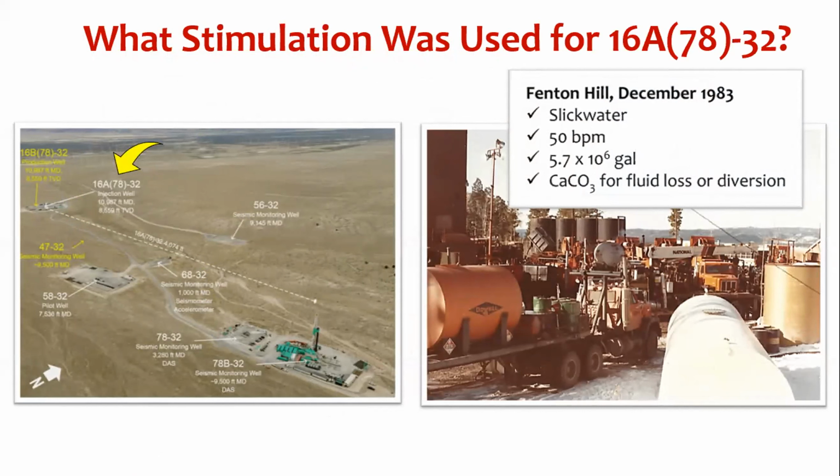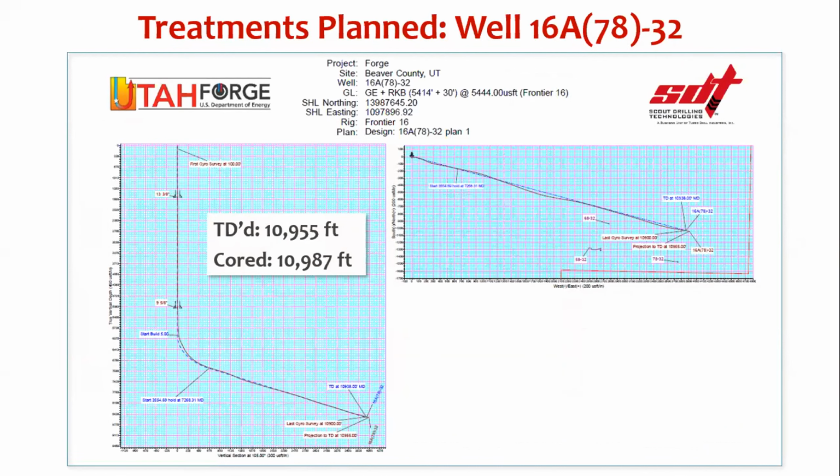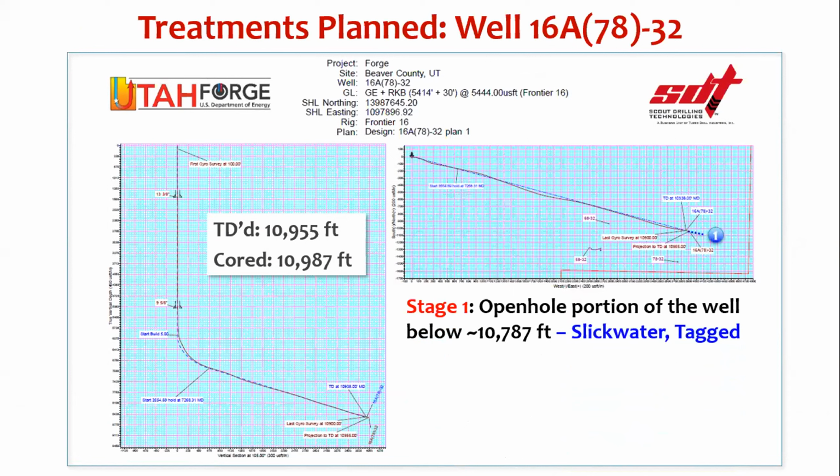Pumping slick water at Fenton Hill in December 1983 for a large frac that was done there: just under 6 million gallons of fluid were pumped at 50 barrels a minute, and it was slick water. That slick water did carry some fine calcium carbonate that was selected as a fluid loss or diversion agent. What was done in the particular well here at Forge, shown in cross section and plan view here, was to pump 3 stages that were not substantially different to the Fenton Hill stage, other than that their volumes were less.